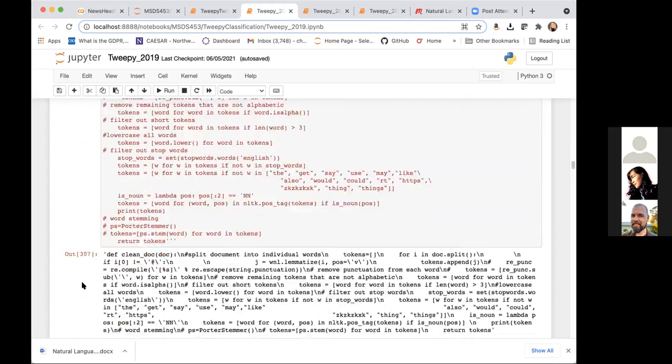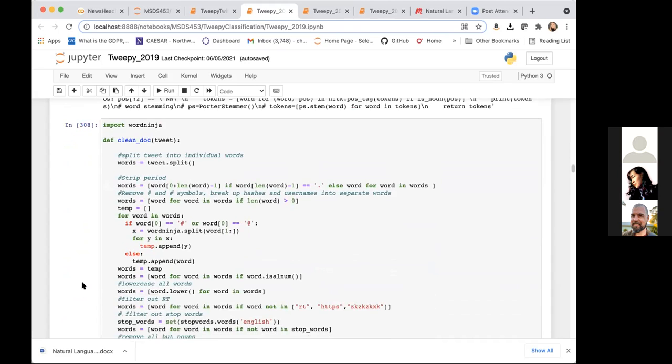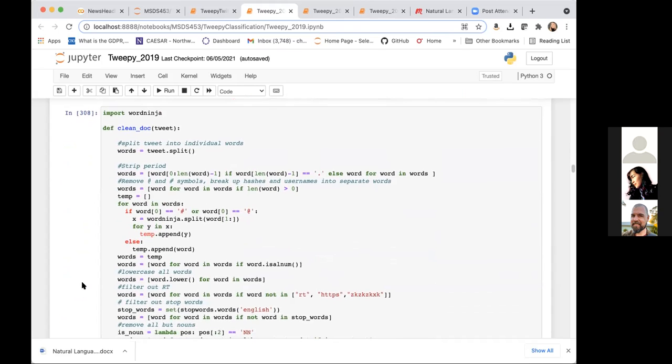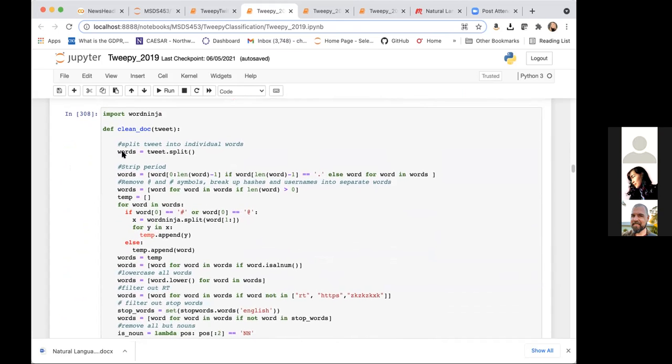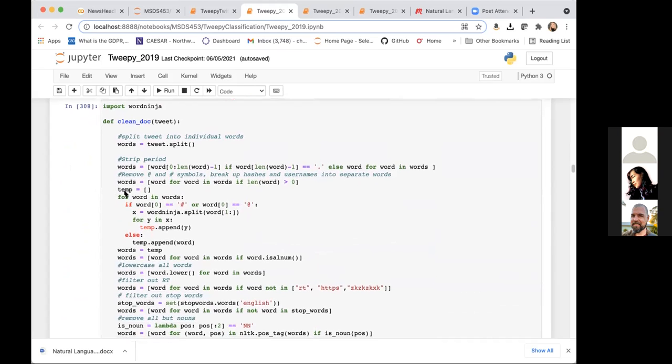Okay, so next, let's see. Here is Word Ninja. I just import Word Ninja, and that cleaned, like I said, when there was a hashtag and a series of words all stuck together. Word Ninja was really good at cutting them apart into single words.